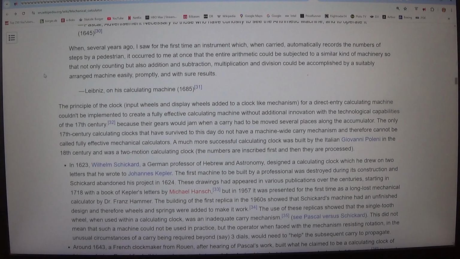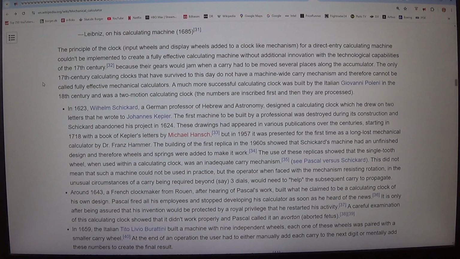Leibniz, on his calculating machine, 1685. The principle of the clock, input wheels and display wheels added to a clock-like mechanism, for a direct entry calculating machine, couldn't be implemented to create a fully effective calculating machine without additional innovation with the technological capabilities of the 17th century, because their gears would jam when a carry had to be moved several places along the accumulator. The only 17th century calculating clocks that have survived to this day do not have a machine-wide carry mechanism and therefore cannot be called fully effective mechanical calculators.